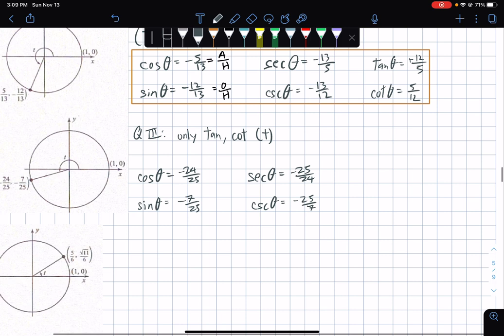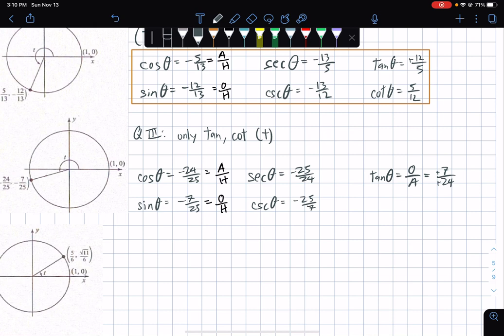And so tan theta is equal to O over A, which is equal to negative 7 over negative 24, which is positive 7 over 24. And so cotangent is 24 over 7, the basic inverse. Okay. You got it.